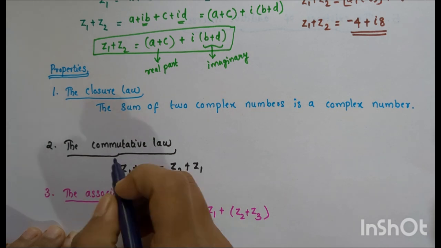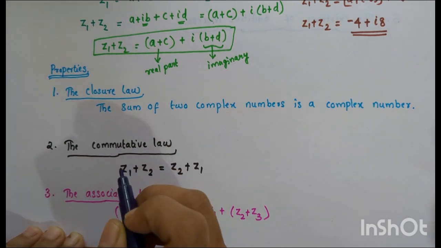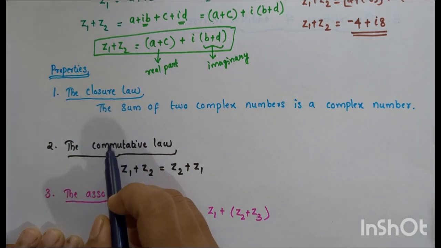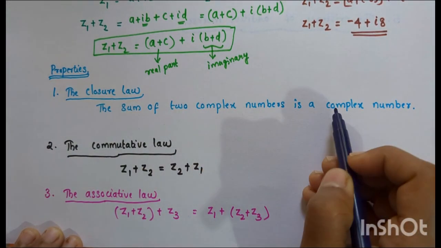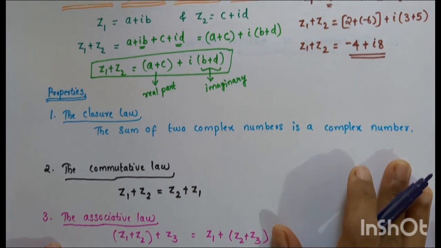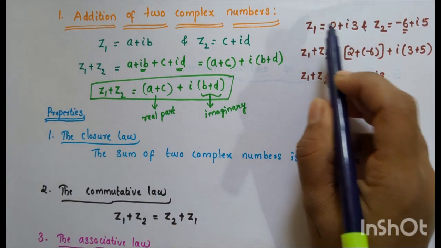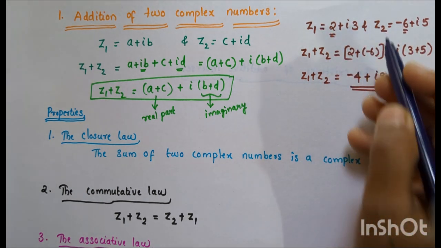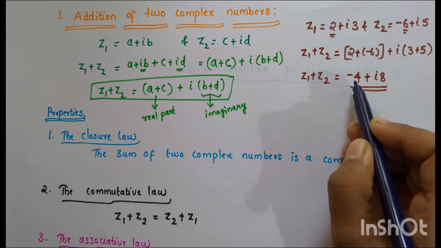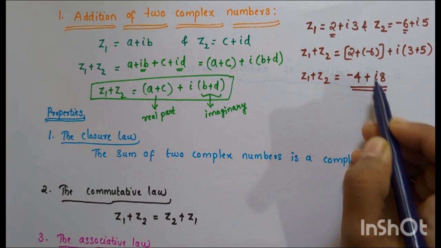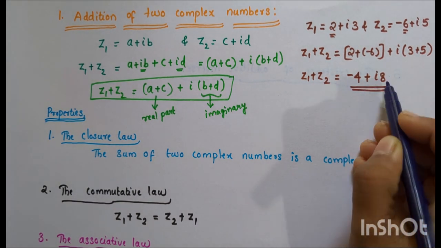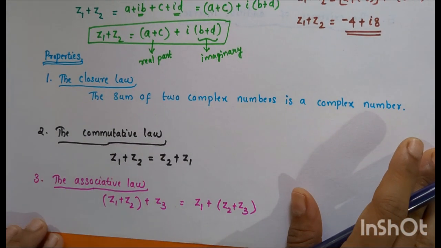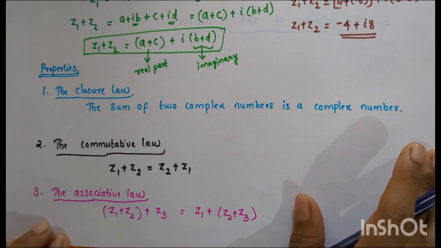And you see, the addition of complex numbers satisfies the following properties. The first one, the closure law. That is, the sum of two complex numbers is a complex number, which we have just seen. We have just considered two complex numbers z1, which is 2 plus i3, and z2, minus 6 plus i5. When we added these two, we got the sum as minus 4 plus i into 8, which is again a complex number because it has a real part and an imaginary part. So you see, according to this first property, closure law, the sum of two complex numbers is a complex number.